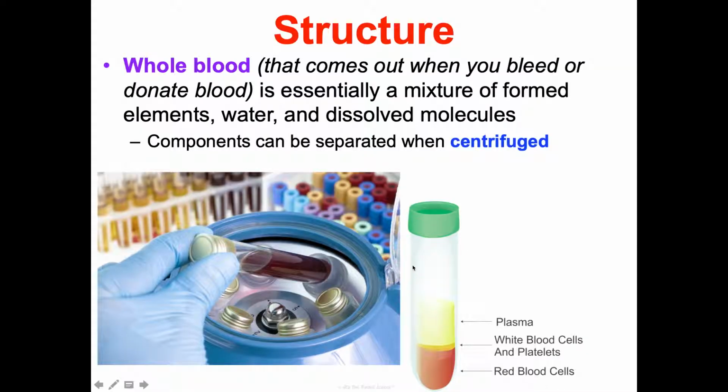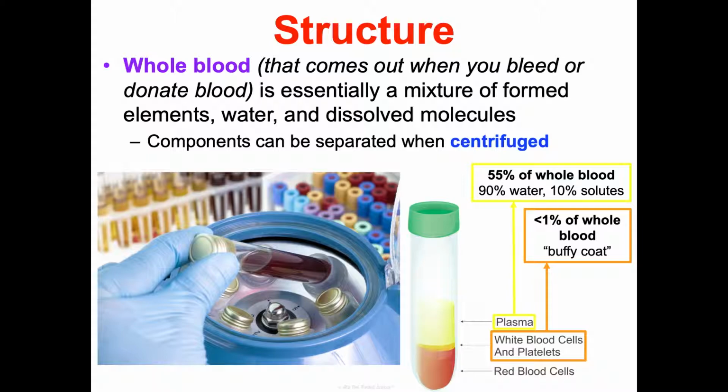Because before centrifuging, it looks like a homogeneous liquid, but it actually isn't. It would separate out like this after being centrifuged. 55% of your whole blood is plasma. 90% of that is water, and then 10% is solute, so dissolved molecules. Less than 1% of your whole blood is this buffy coat, so it's kind of this layer that you would see here. And that's your white blood cells and something called platelets, which we'll talk about. And then 45% of your whole blood are your red blood cells.